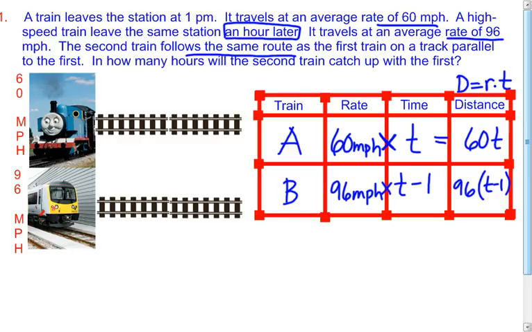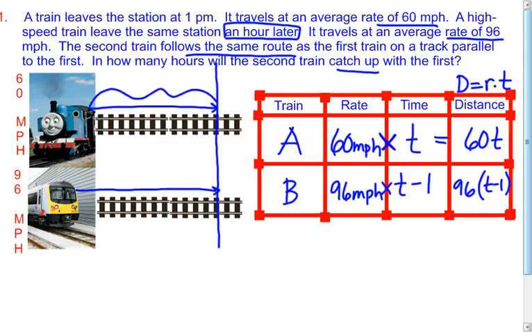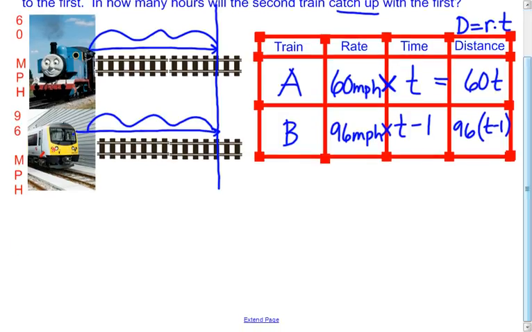Okay, so now I've got my table filled out, and it says, in how many hours will the second train catch up with the first? So basically, this train leaves and it heads and heads. This train doesn't leave till a little bit later, but it waits and it leaves. And in order for them to catch up, if they are caught up to each other, the distance that they've traveled is the same. So we are looking for where train A's distance will be the same as train B's.